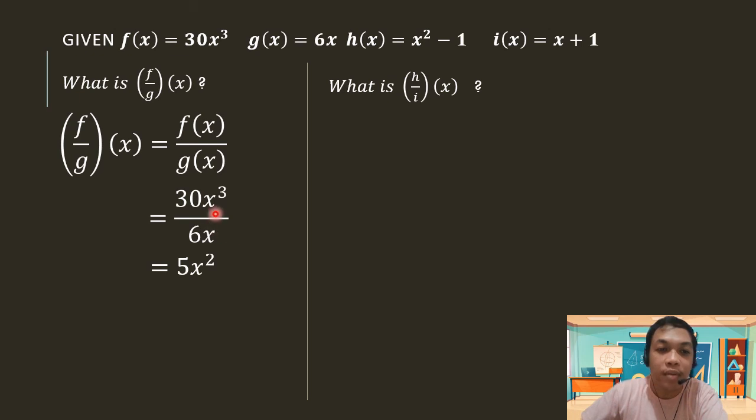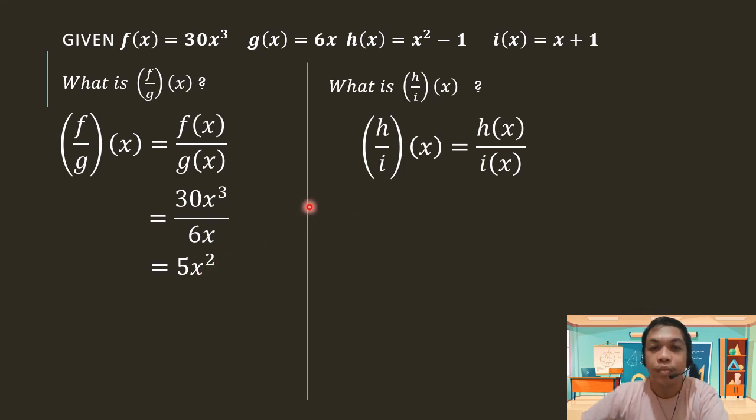So for this one, we have 30 divided by 6, that is 5, and then x cubed divided by x, that is x squared. So paano nangyari yun? Applying quotient rule, no? We have 3 minus 1, yung sa exponent, 3 minus 1, that is 2. So we have 5x raised to 2. Okay, second example, we have h over i of x, or simply h of x divided by i of x.